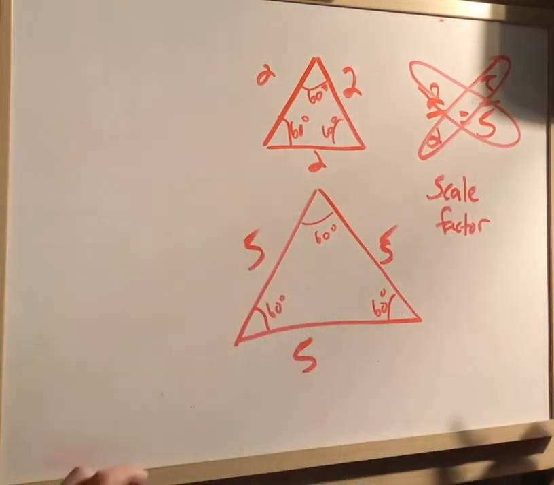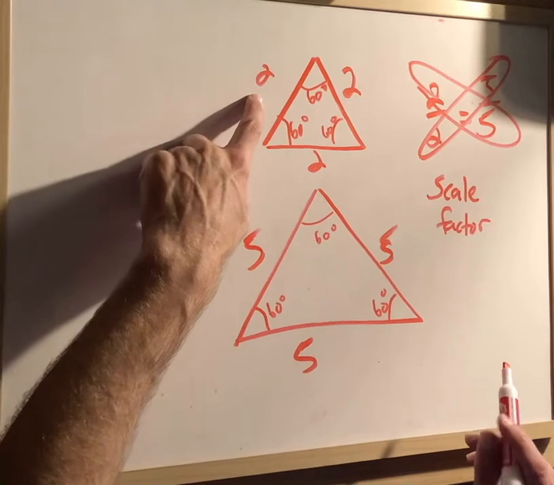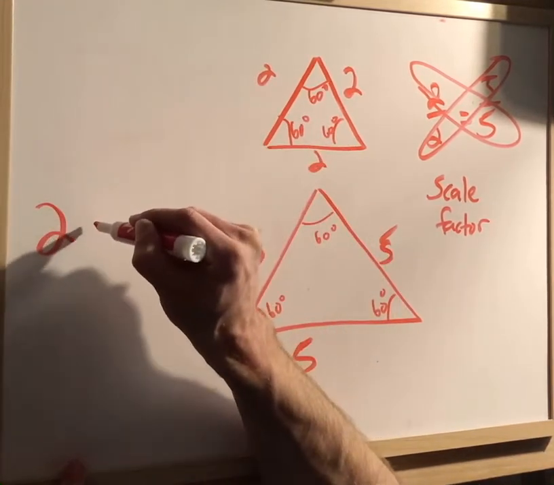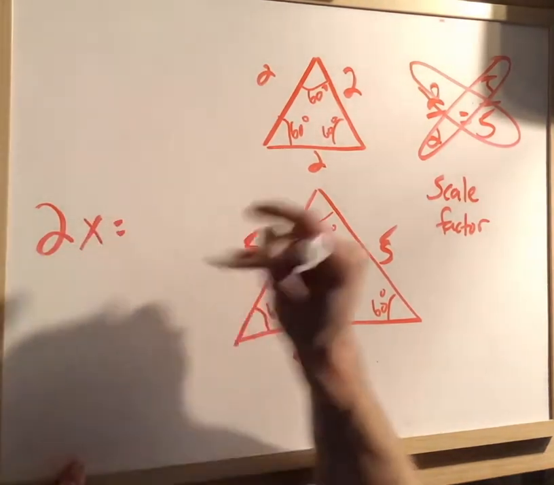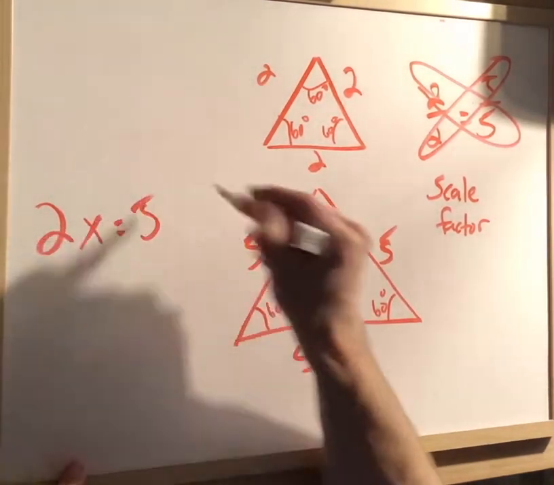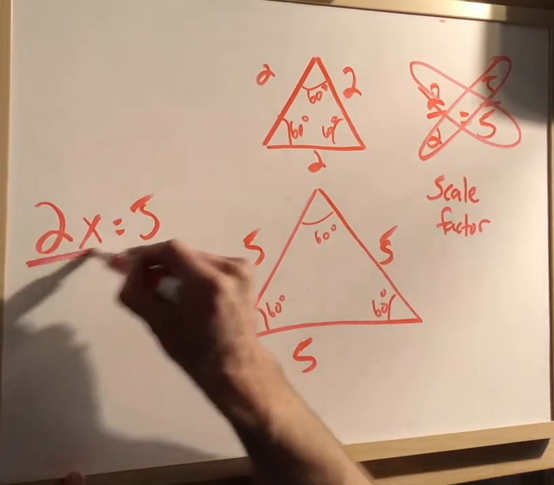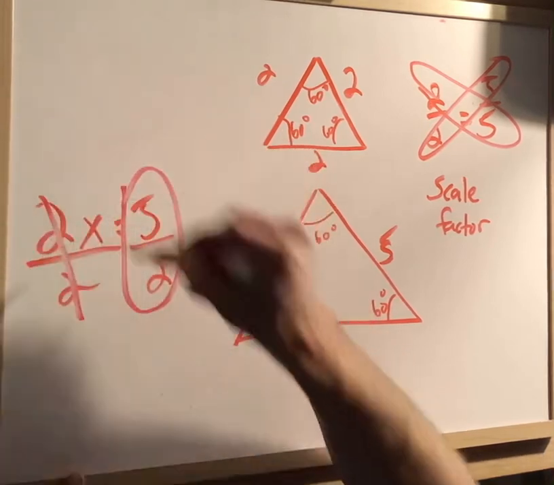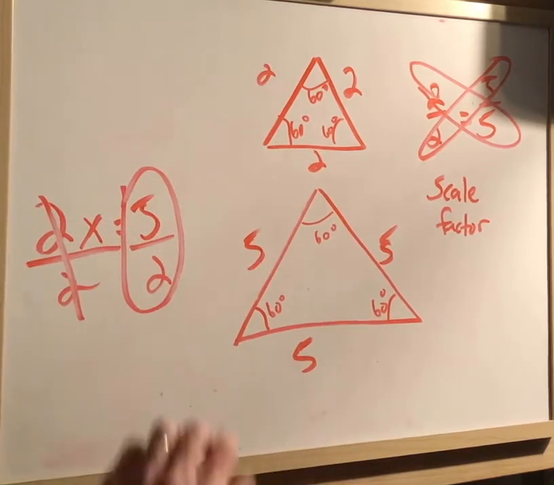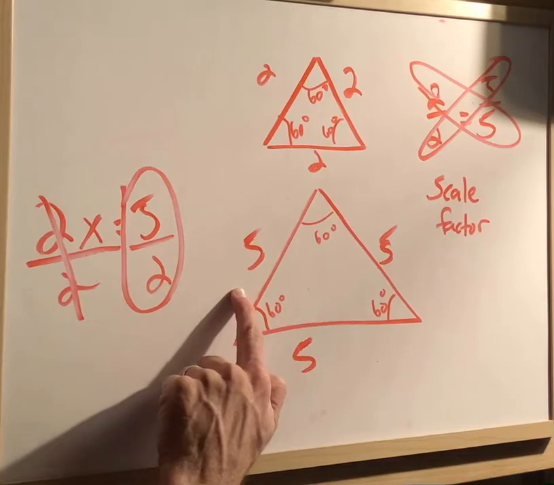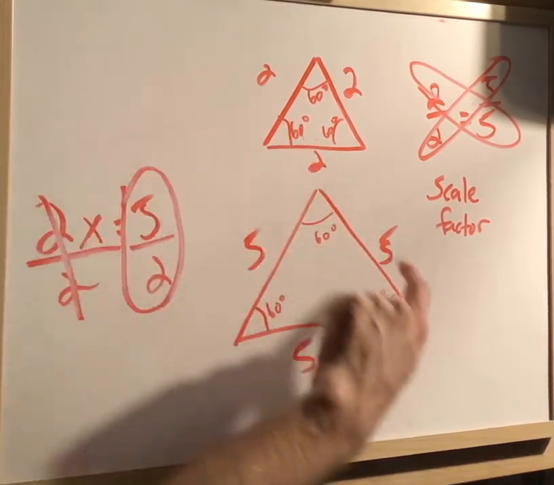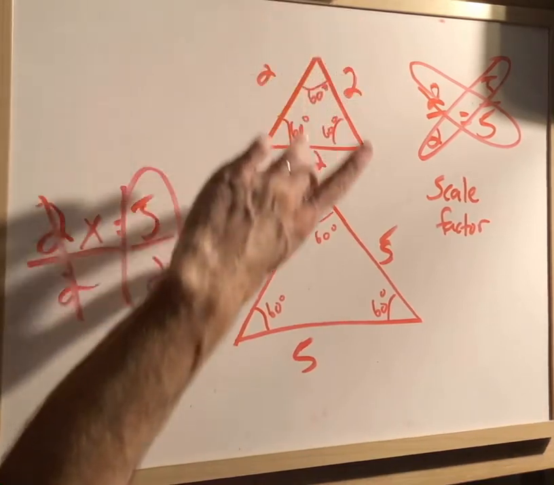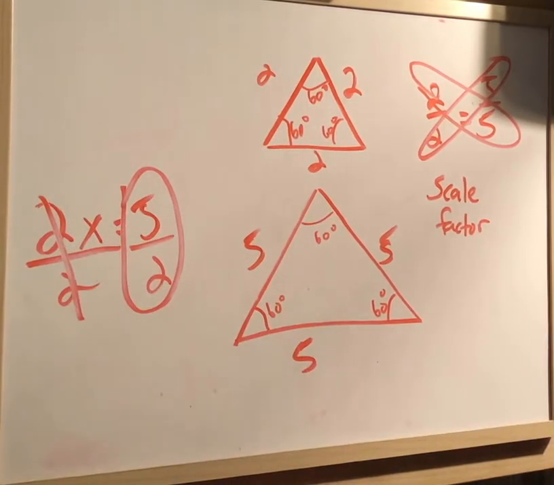So the way you figure out what the scale factor was is you would say, take the old side of 2, multiply it by your scale factor, let's call it x, equals this side, 5. So if you divide both sides by 2, your x equals 2.5, or 5 over 2. What that means is this is 2.5 times the size of this. This is 2.5 times the size of this. Or this is 2.5 times smaller than this side. That's called the scale factor.